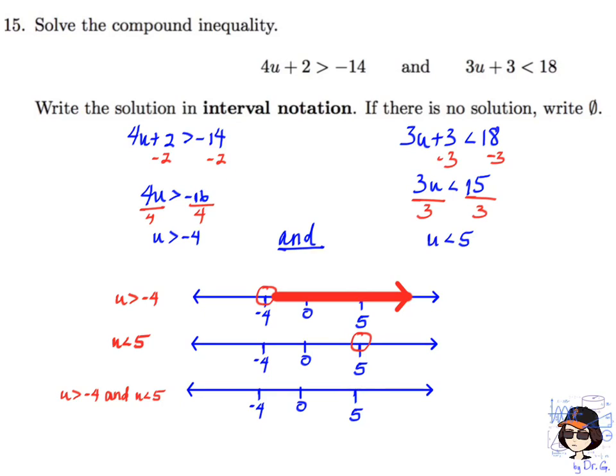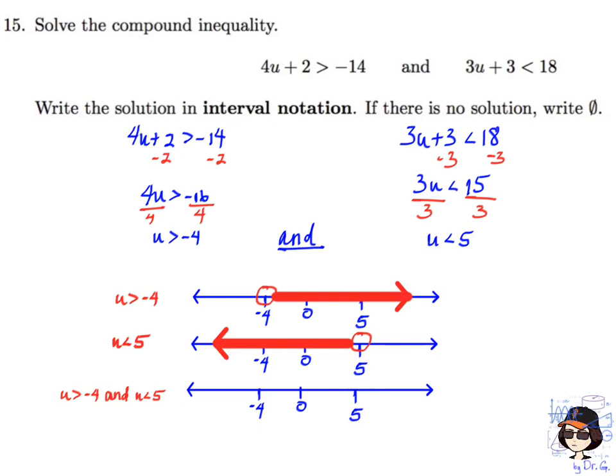So we want a circle, an open circle at 5, and an arrow going down to the left. So in the last number line, I want the numbers that are on both of the first two number lines. So what I'm looking for is the intersection of the two previous number lines.